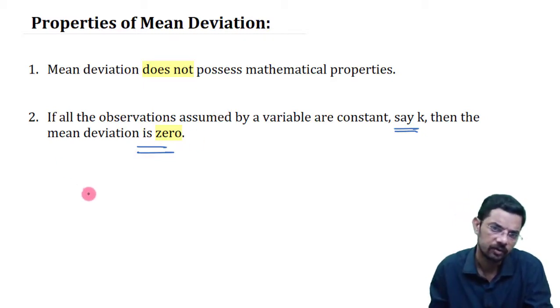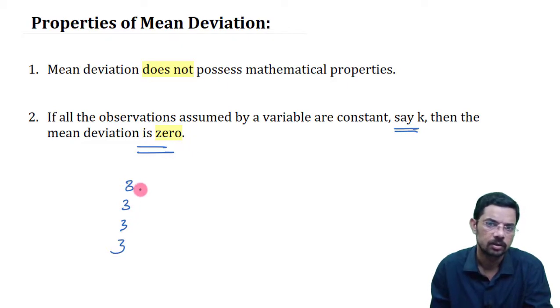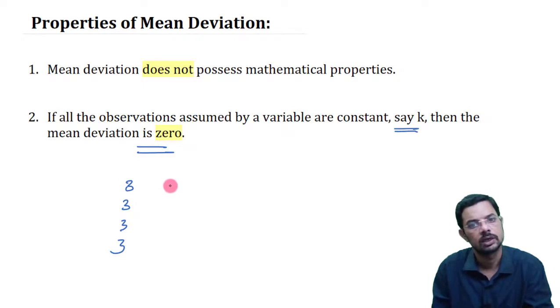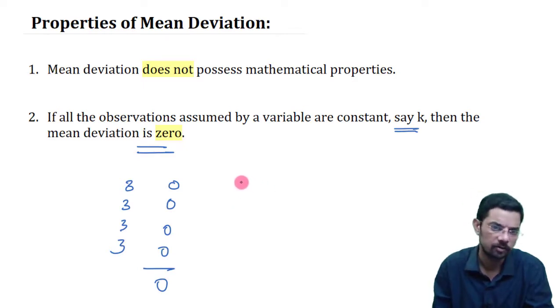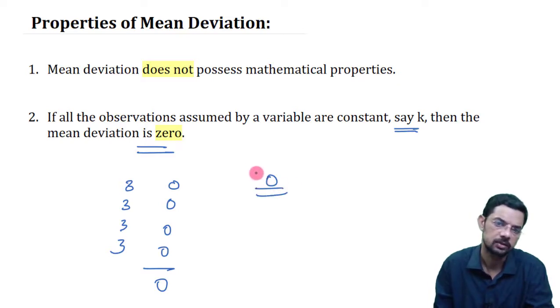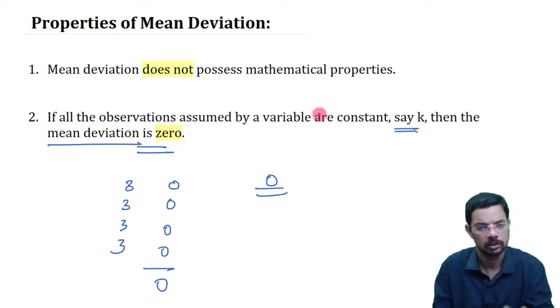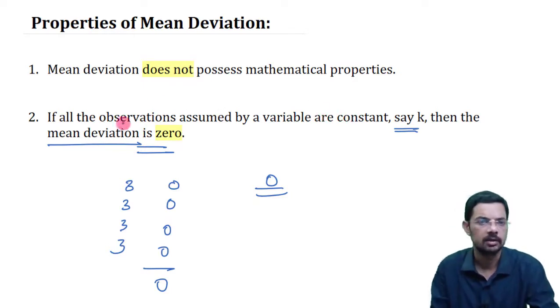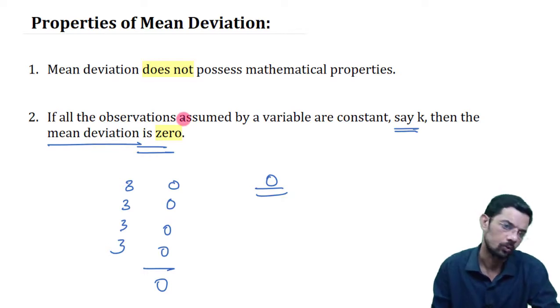If all the observations are 3, 3, 3 and 3, then the mean will come out to be 3 itself. So, at each position we have absolute deviations as 0, so the sum will be 0. Therefore, when the formula is applied, we get 0 as the mean deviation. That is what we mean: if all the observations are equal to some constant value, say k, then the mean deviation will be 0.